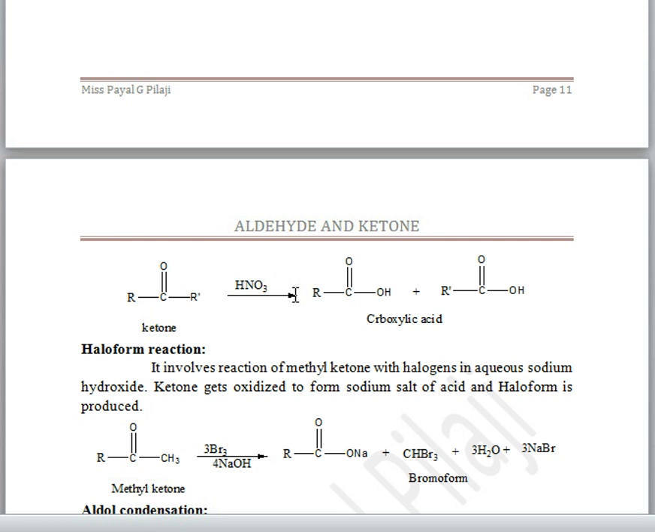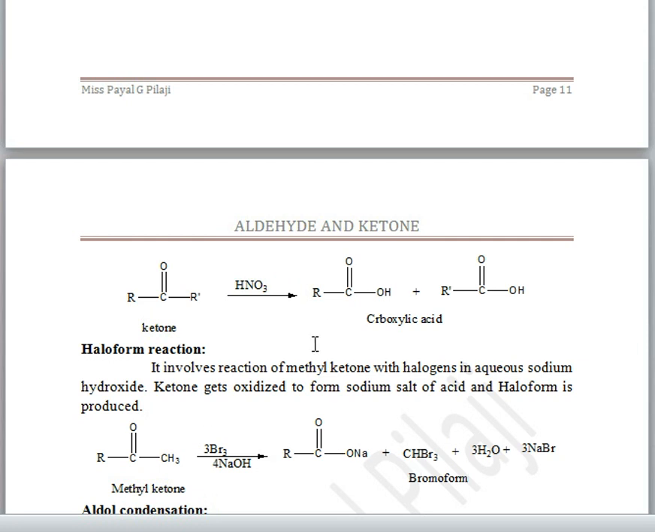Next reaction is the haloform reaction. It involves the reaction of a methyl ketone with a halogen in aqueous sodium hydroxide. The ketone gets oxidized to form a sodium salt of the acid and a haloform is produced. So the methyl ketone reacts in the presence of bromine and NaOH, and it gives the salt of the acid and bromoform, which is a haloform of bromine.